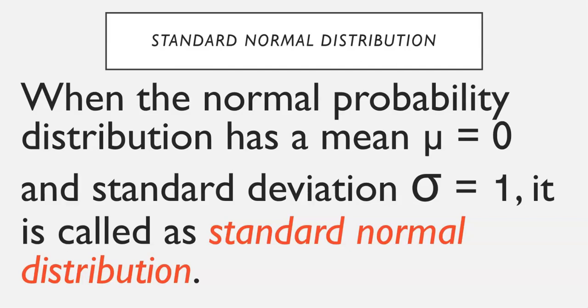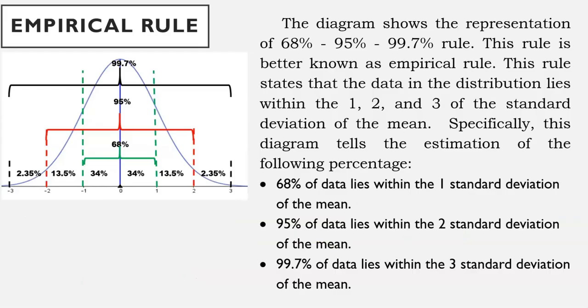Now let's go to the empirical rule. The diagram here shows the representation of the 68, 95, 99.7% rule. This rule is better known as the empirical rule. This rule states that the data in the distribution lies within 1, 2, and 3 standard deviations of the mean. So, the empirical rule will help us approximate the percentage of data within a specific score set. Specifically, this diagram tells us the estimation of the following percentages.